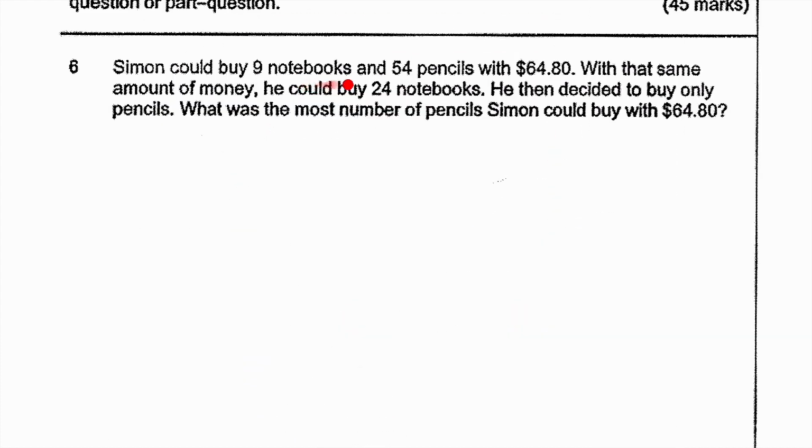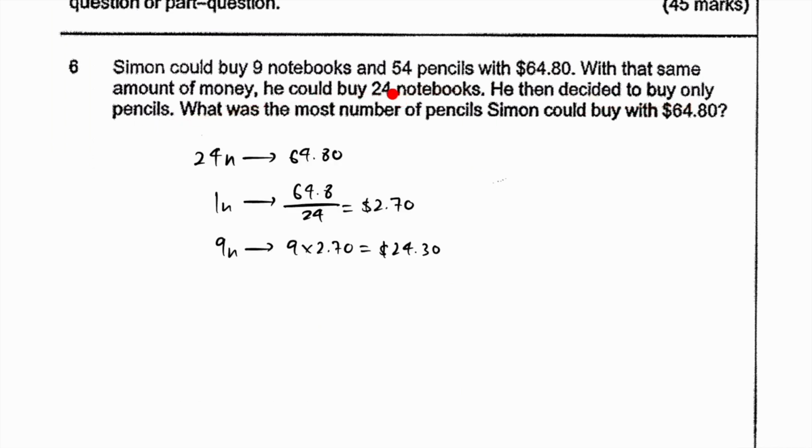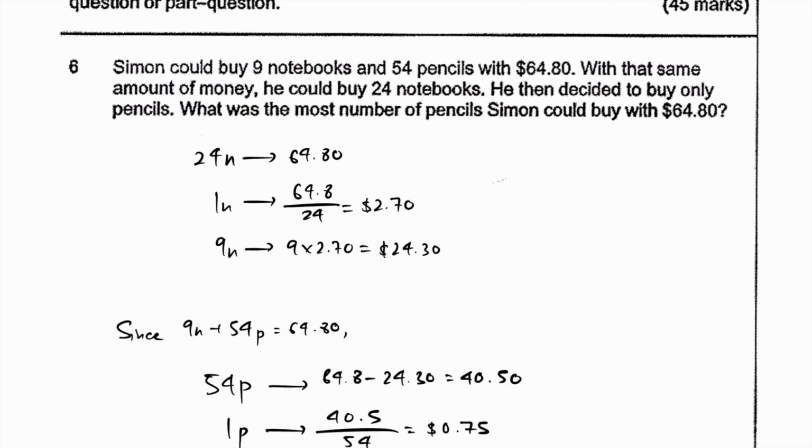Simon could buy 9 notebooks, 54 pencils for this price. With the same amount of money, he could buy 24 notebooks. Well, that's useful. He decided to buy only pencils. Okay, so the first thing we can do is to say, all right, 24 notebooks will cost this amount, yeah? Which means we can find the price of 1 notebook followed by 9 notebooks, which means 9 notebooks will cost $24.30, which means we can find the cost of those 54 pencils.